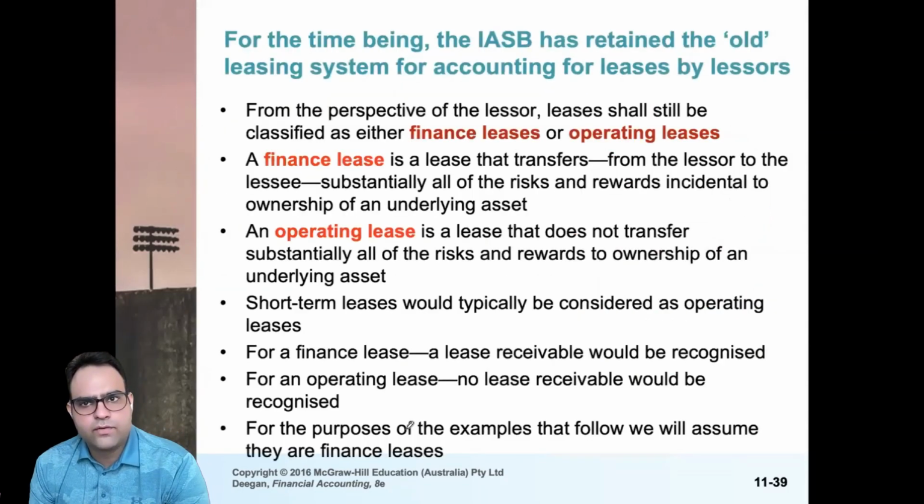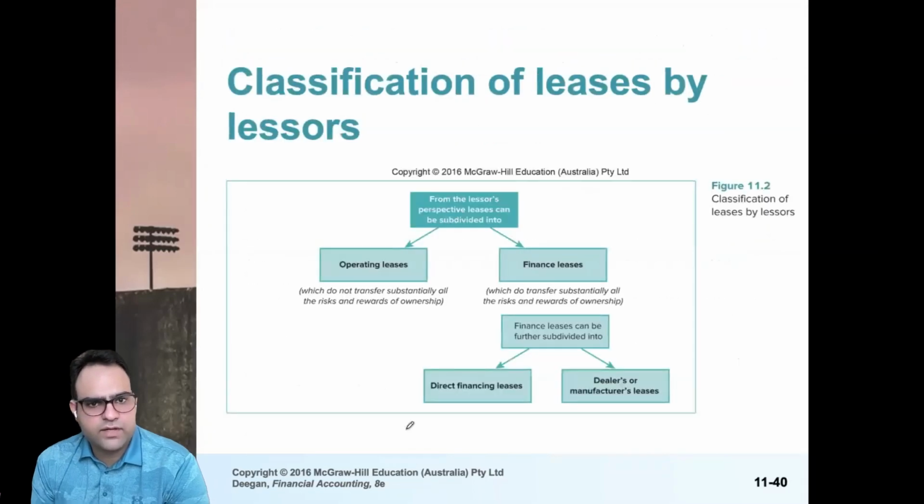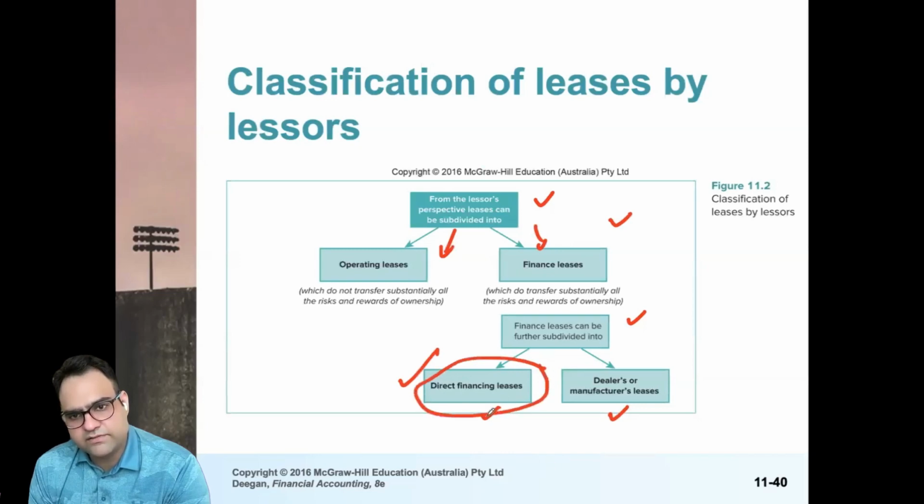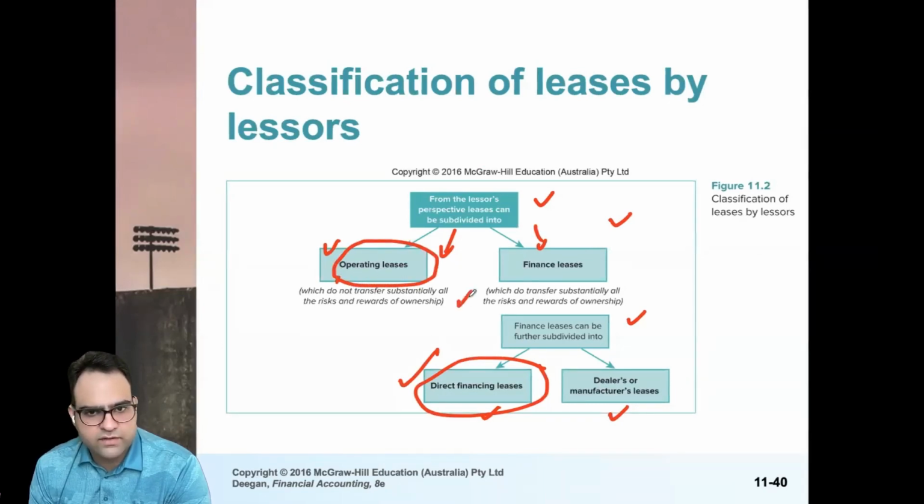So I'm skipping the old one with the new one. Here they discuss that the lessor has 2 types of lease. One is operating lease, another is financing lease. Financing lease is divided into 2: one is a direct financing lease, another is a dealer or manufacturer lease. The question we do now is a direct financing lease, where the asset will be transferred to the lessee. Operating lease is the lease where the asset will come back to the lessor, because there is no transfer of ownership in this lease.